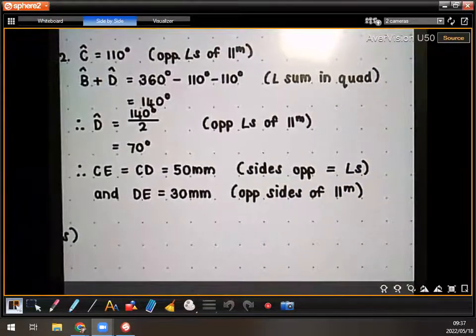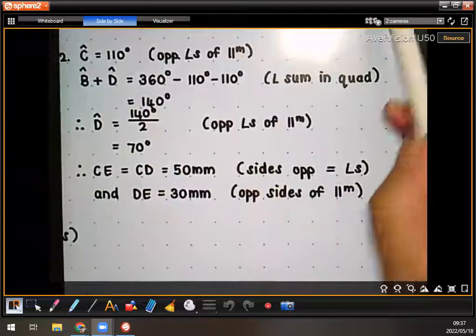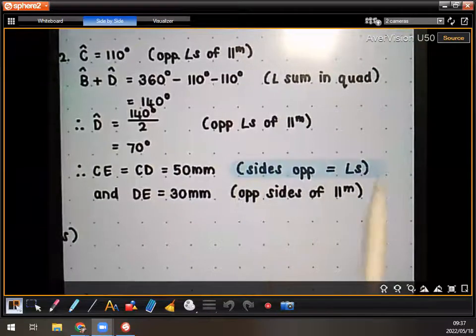You now know that the two angles are equal, so now you have to say that the sides are equal. This reason is very important and it's one that people always mix up: sides opposite equal angles. And then I said that D is 50 millimeters because of opposite sides of a parallelogram. So they gave us that 80 for that bottom side.